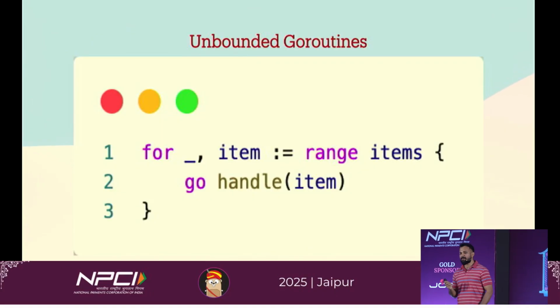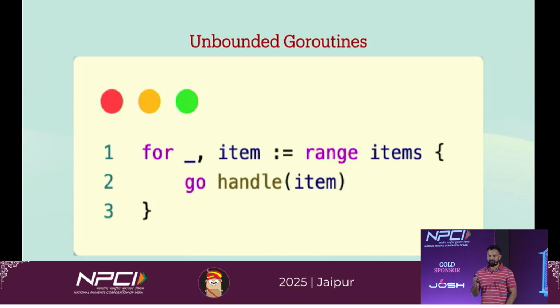Let's start with a quick snippet. The first issue, if you have been writing Go programs for a long time, that you would have faced is unbounded Go routines. If you take a look at the snippet, you have items, and for each item, you're trying to spin up a Go routine. When the item count is low, it would not have much of an impact. But when the item count increases to hundreds of thousands or more, that's when you start feeling the pain.